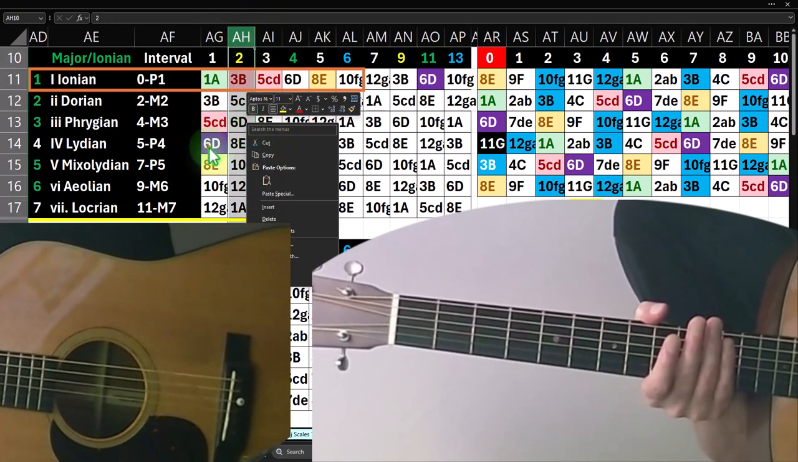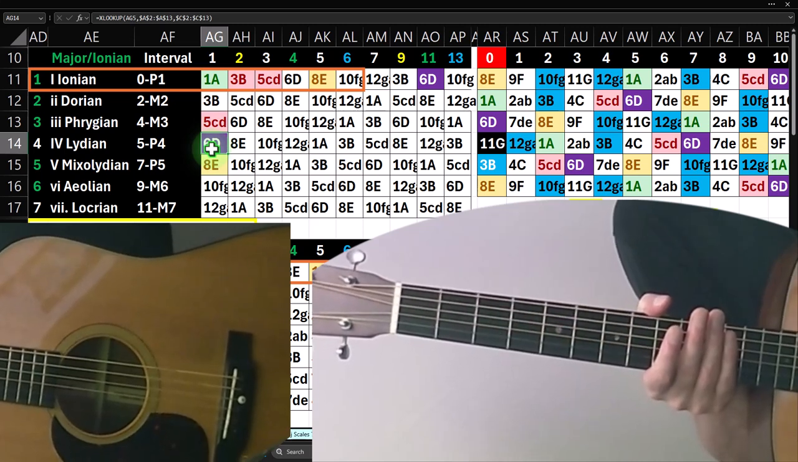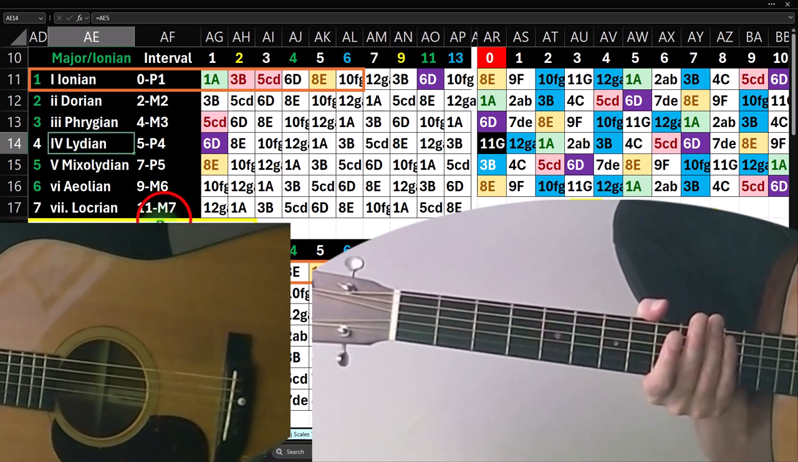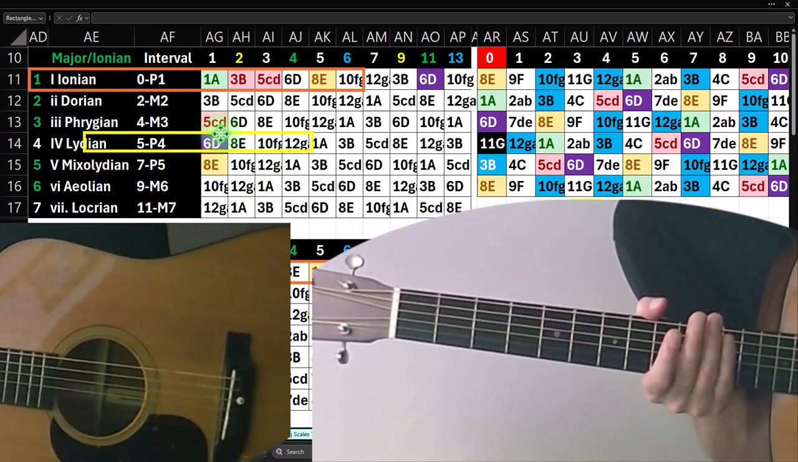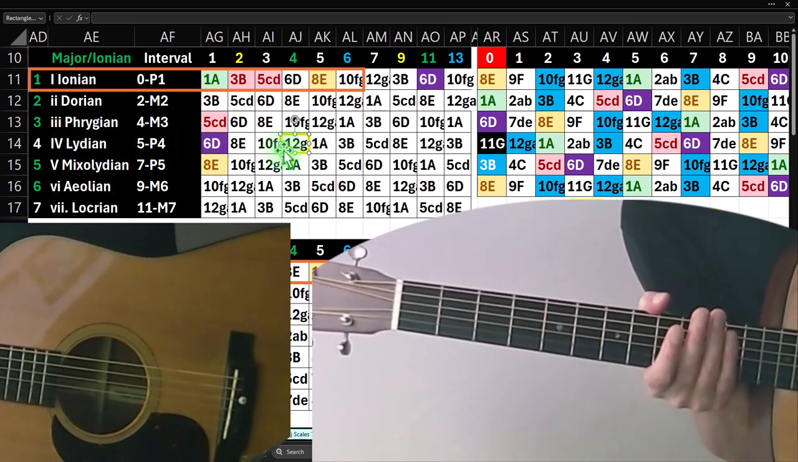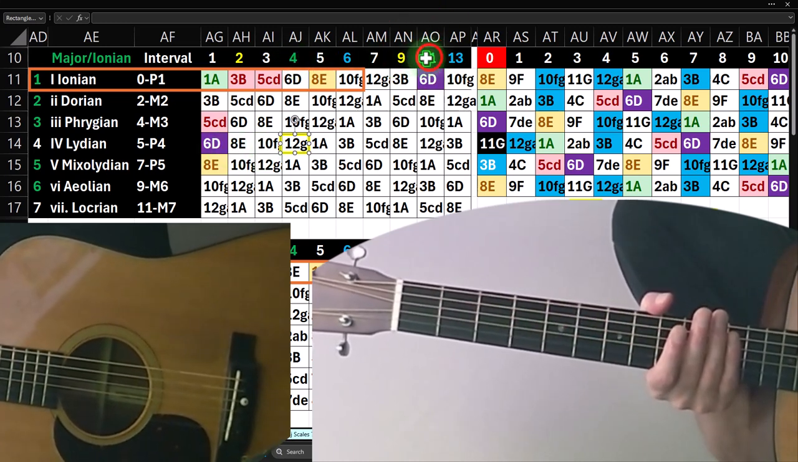Let's think about it this way real quick and say, okay, what's the different interval for the Lydian? The Lydian has the fourth that is different. We've talked about that in prior presentations, but if I know the Lydian has the fourth that is different, the fourth is equivalent to the 11. So the fourth and the 11 are the same.